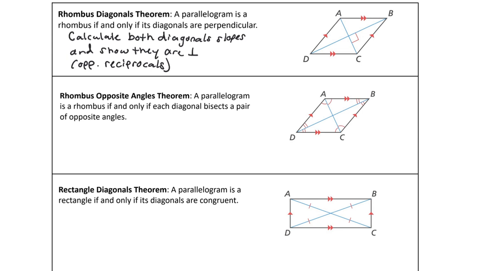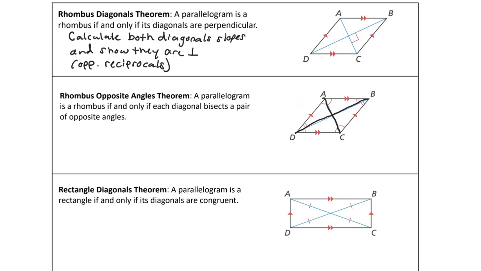Now we have the opposite angles theorem for a rhombus. In a rhombus, it says a parallelogram is a rhombus if and only if each diagonal bisects a pair of opposite angles. So again, if you look at your picture here, this diagonal has to cut in half the angle for A and C. So those each are cut in half. Likewise, for angles B and D, those are also going to be congruent.